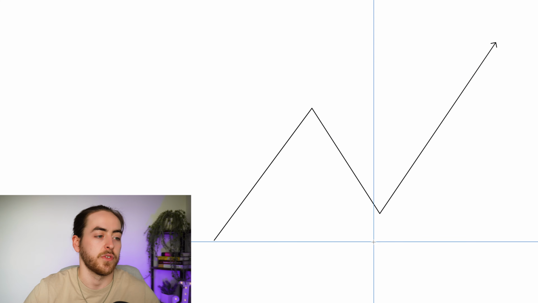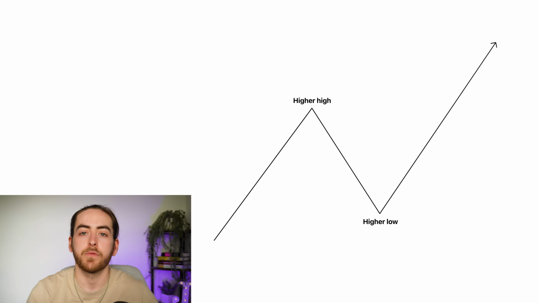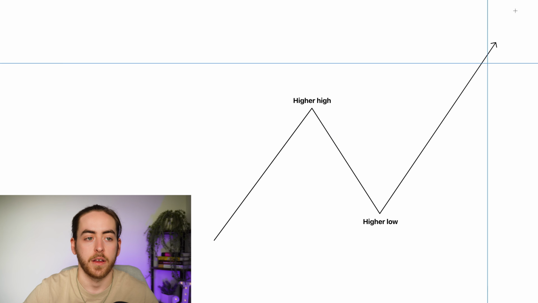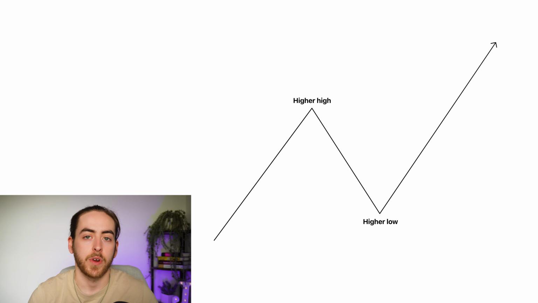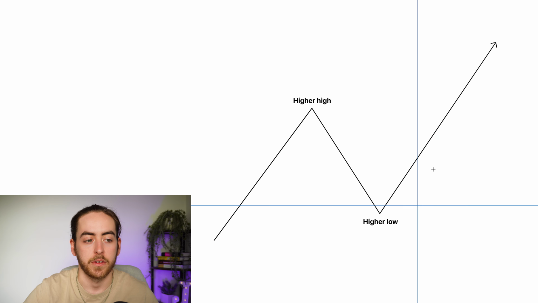What you can see here on the screen is a standard trending move. And what we get within a trending move are higher highs and higher lows. This, of course, is a standard uptrend because we can see the market continuing to climb higher, forming those higher highs and higher lows. Of course, if we were in a downtrend, it would actually be printing lower highs and lower lows, and we'd be moving the other way.